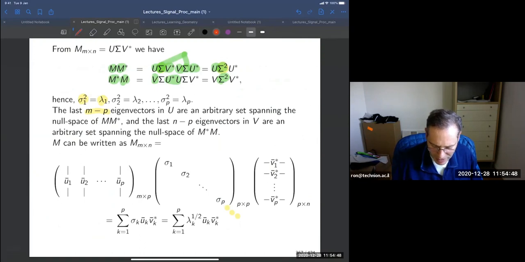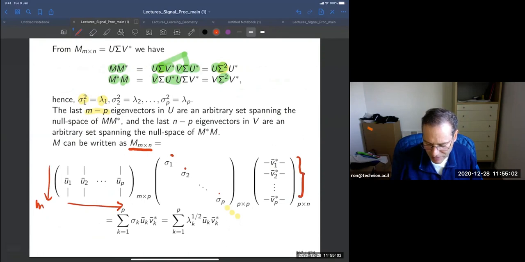So the matrix itself, which is M by N, is equal to my M in this direction by P vectors that multiplies the effective singular values. And here I have the effective subspace in V that I need in order to construct back my original matrix M. So this is how it is being reconstructed.